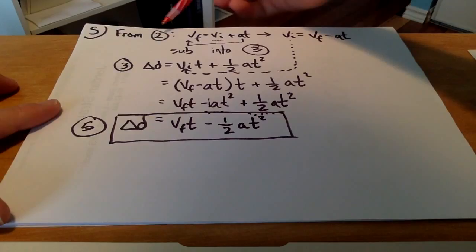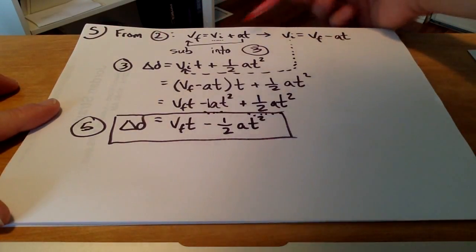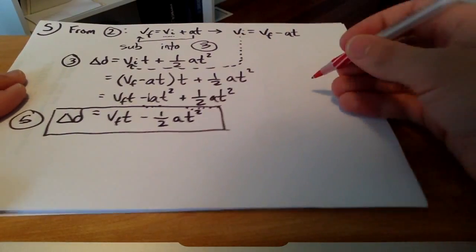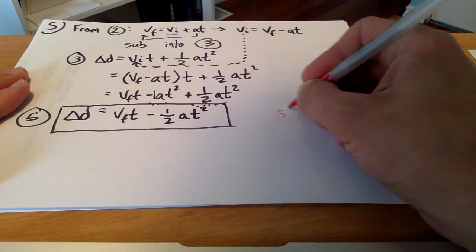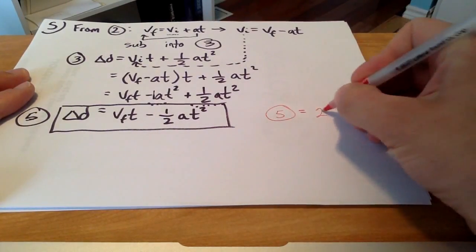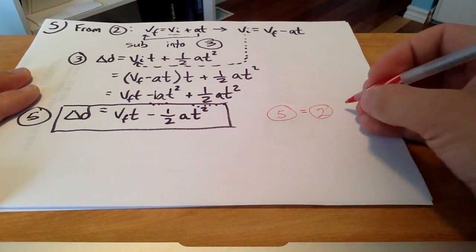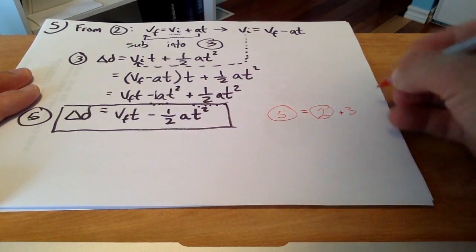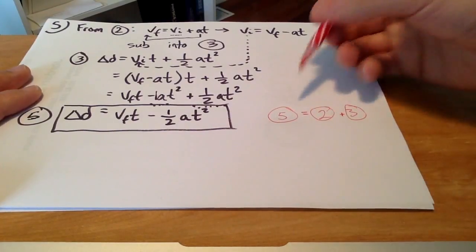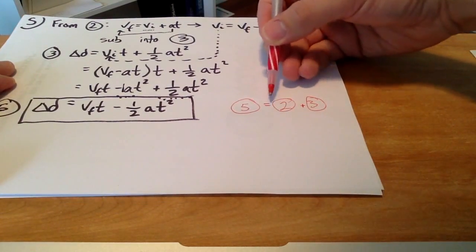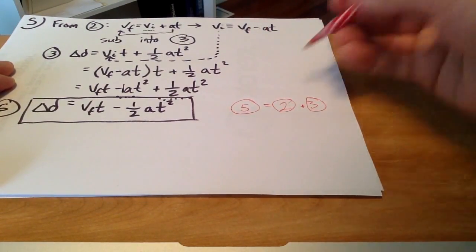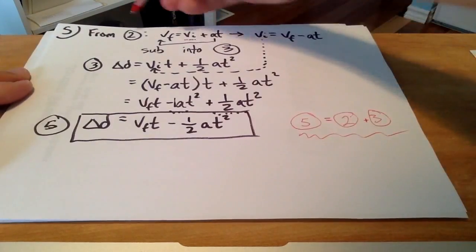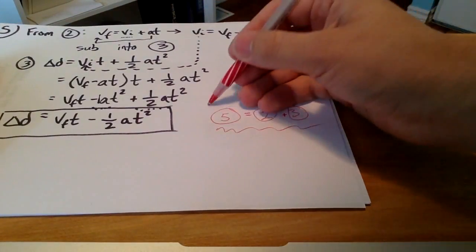Just a little tip here: why did you pick 2 and then sub it into 3? Keep in mind we're trying to derive equation 5. Equation 2, if we rearrange that and sub it into equation 3, we get equation 5. And a nice little memory aid for that is 5 is equal to 2 plus 3. So if you're having a hard time remembering which equations to select, remember this little tip.